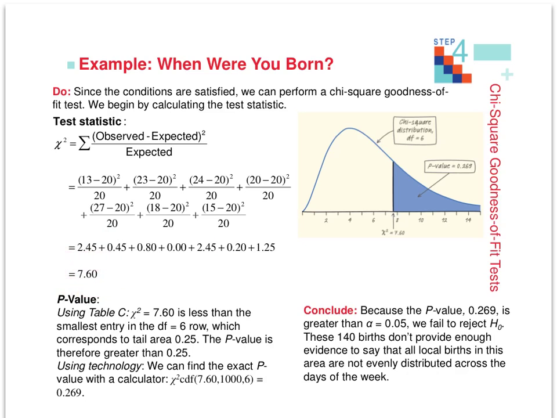The sum of all the components is the chi-squared test statistic. It's 7.6. So if you do a chi-squared CDF in your calculator and put in 7.6 with 6 degrees of freedom, because there were 7 days of the week, and remember it's 6. There were 140 births that we looked at, but the degrees of freedom is not 139, it is 6. It's the number of categories minus 1. You'll get a p-value of around 0.25, and here it's 0.269. Certainly since that p-value is greater than 0.05, we fail to reject the null, and these births do not provide evidence to say that local births are not evenly distributed.